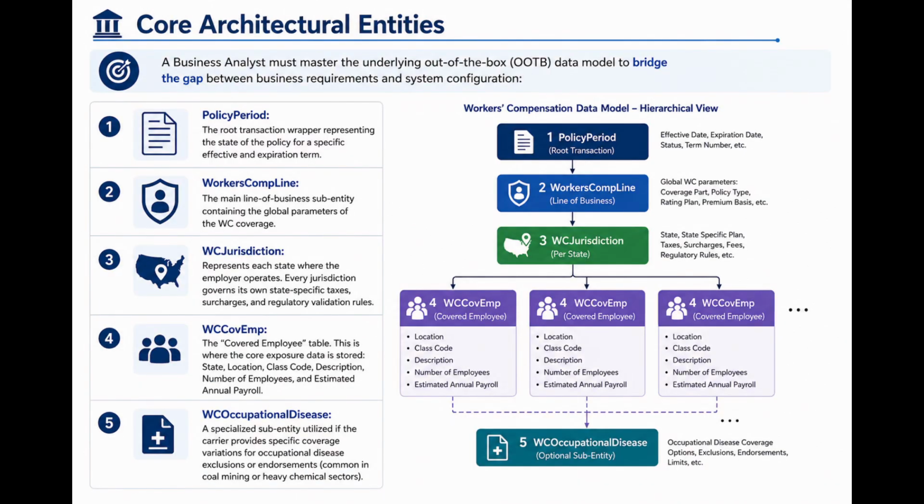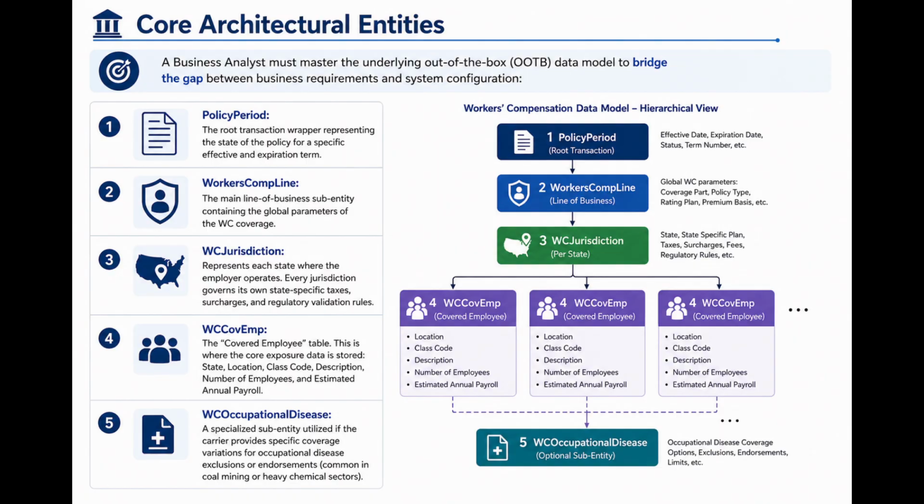Mastering Guidewire PolicyCenter's out-of-the-box data model allows a business analyst to bridge the gap between requirements and configuration. Every rule maps to a specific entity, starting with the PolicyPeriod. The PolicyPeriod acts as the root transaction wrapper for the system, containing all data for a specific effective and expiration term. It serves as the single source of truth for the policy state, tracking whether a transaction is a submission, policy change, or renewal. Branching beneath this root is the WorkersCompLine entity, representing the core line of business container.